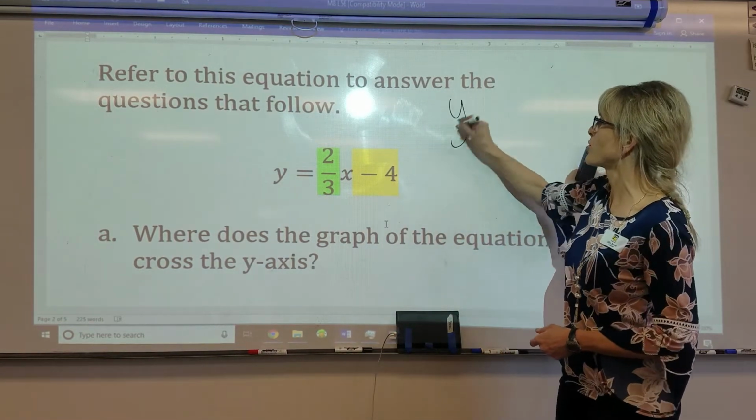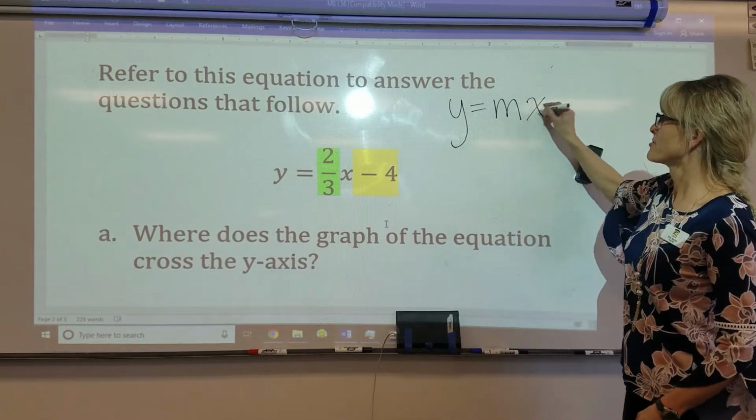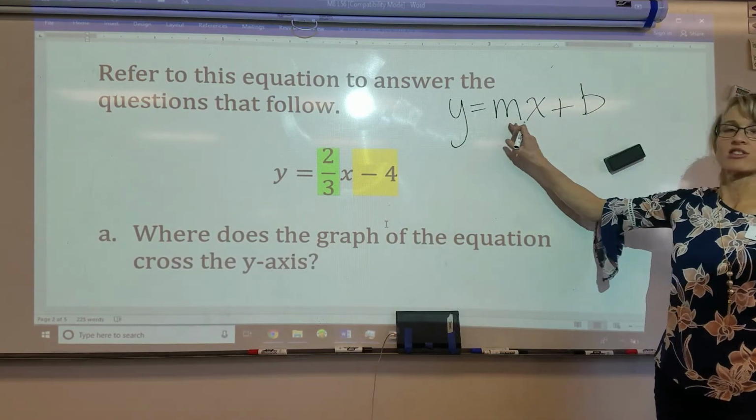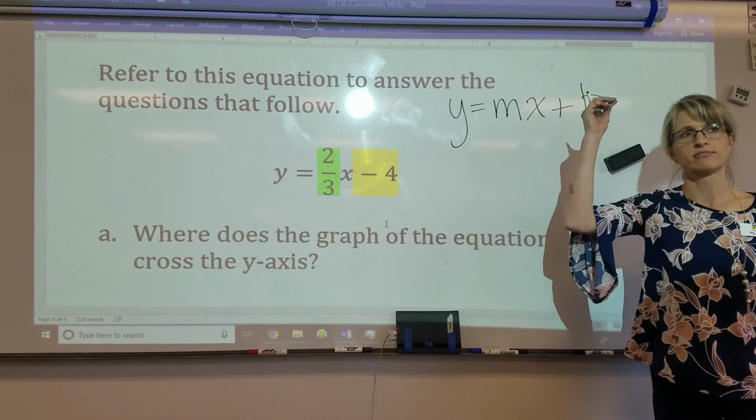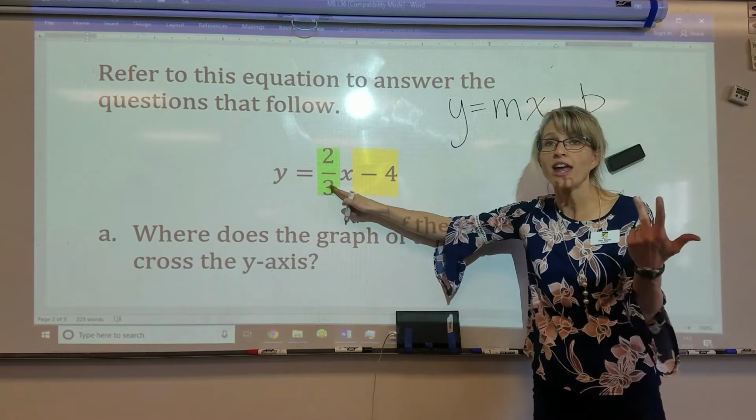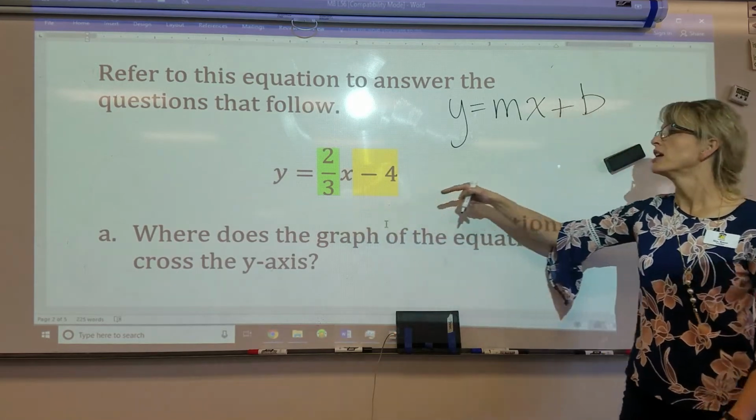Remember our form was y equals m times x plus b. Whatever the coefficient is in front of the x, that's your slope. So what is our slope in this case? Get ready? 2/3. 2/3, that's right. I can look at it and say I know my rise and my run just by looking at it.